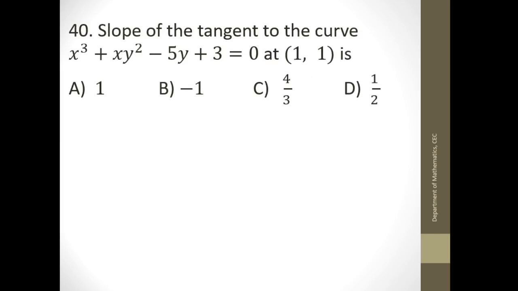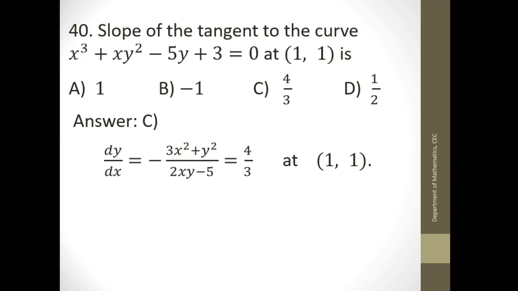Slope of the tangent to the curve. Here, it is just required to find the slope. Derivative with respect to x is 3x square plus y square, and derivative with respect to y is 2xy minus 5. At 1, 1, that means 3 plus 1 is 4. And 2 minus 5 is minus 3, minus of 4 by minus 3. So, 4 by 3.